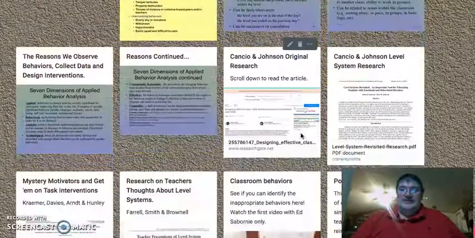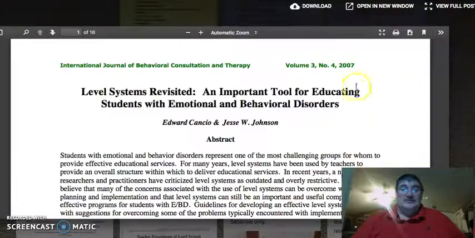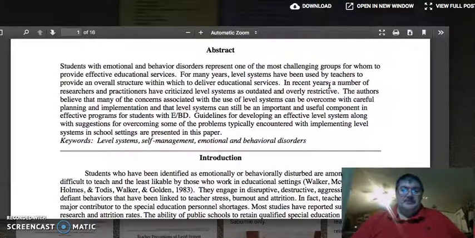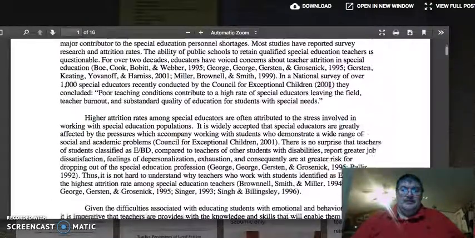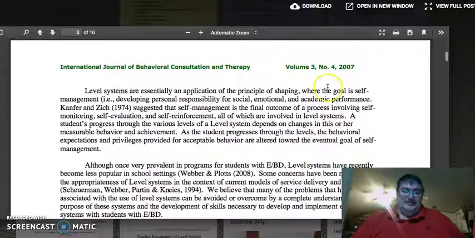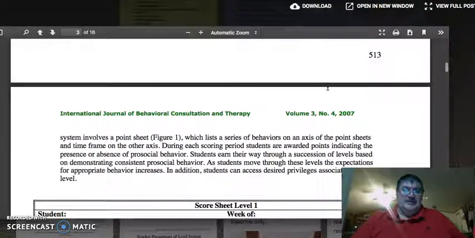These 2 researchers, these are the guys that I kind of followed in my research, Cancio and Johnson. This first one right here is one of their original articles. It does not have as much information as this one does, so I chose this one to focus more on. It talks about students with emotional behavior, the use of the level systems, where they originated, as I had talked about earlier. It goes down through and tells you how to develop your system.